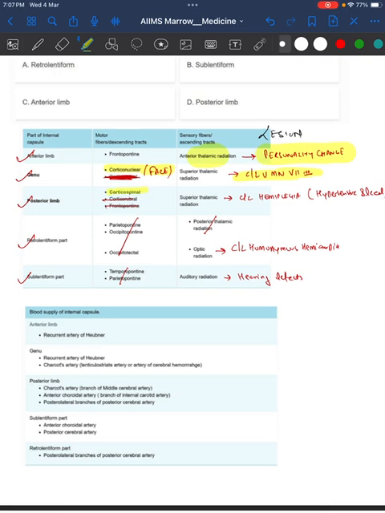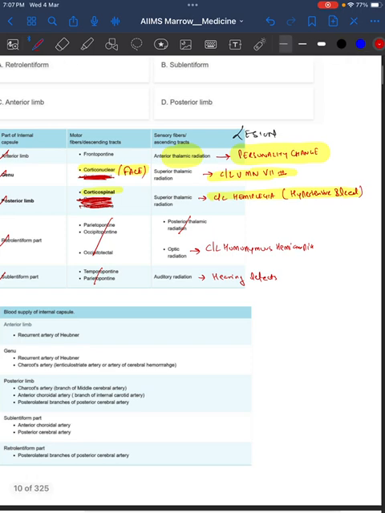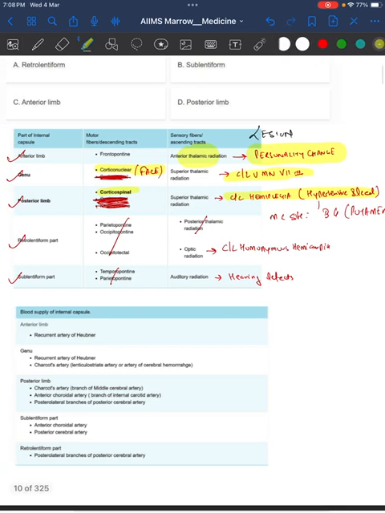Posterior limb is associated with the corticospinal tract. The other two are not important for your level. Posterior limb corticospinal, it will lead to contralateral hemiplegia. It is a very important site of hypertensive bleed. If they ask you what is the most common site for hypertensive bleed, then it is your basal ganglia. In the basal ganglia itself, it is the putamen. This is also an old PYQ of NEET. So posterior limb will cause your contralateral hemiplegia.